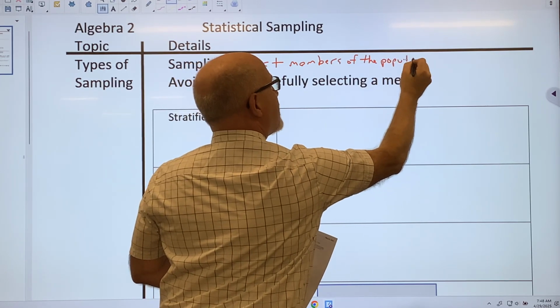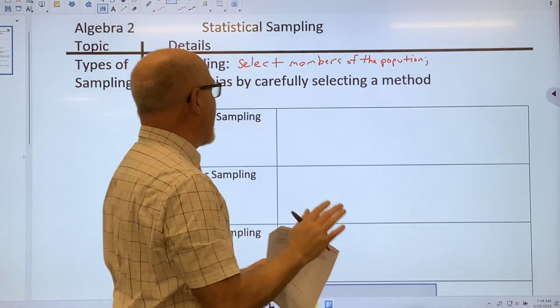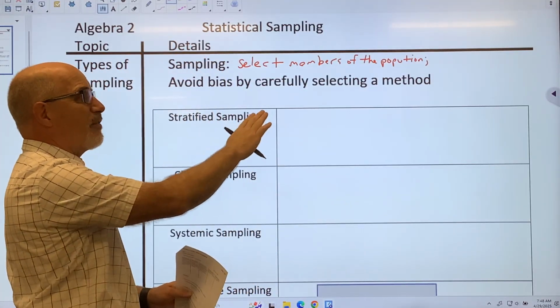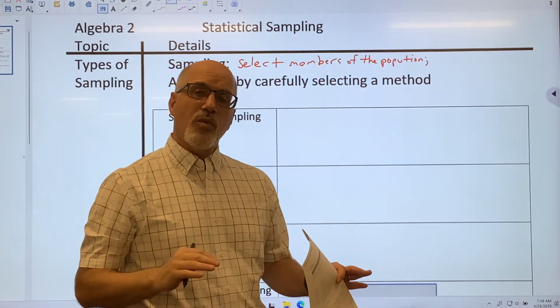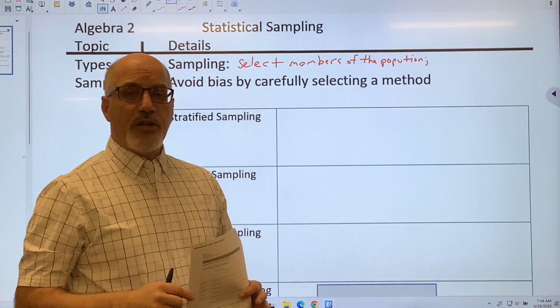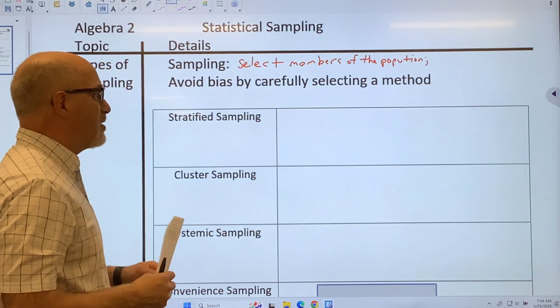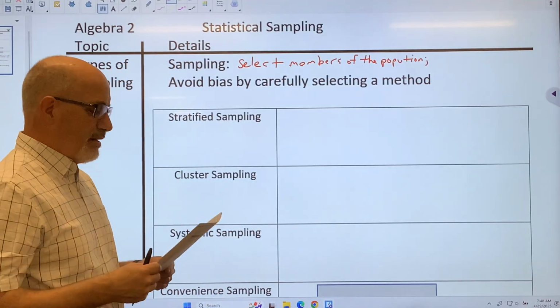And then what we want to do is avoid bias. So avoid bias by carefully selecting a method. You don't want the data to be skewed one way or another because you didn't do your due diligence in selecting a good sample method. So let's talk about the different sampling methods.